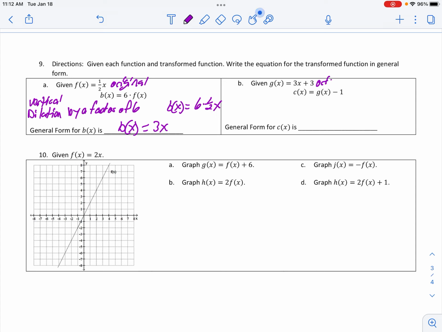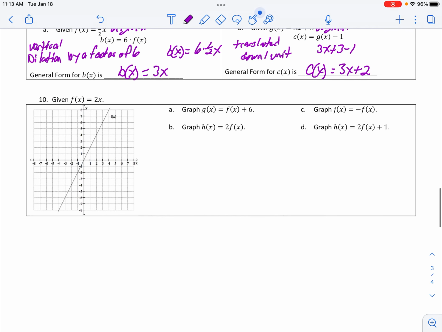On letter B, this is my original again. Now, when I look at what's happening to the transformation, all I see is a minus 1. So that is going to be translated down 1 unit. So I'm going to take the original and subtract 1, and the transformed one will be 3x plus 2.